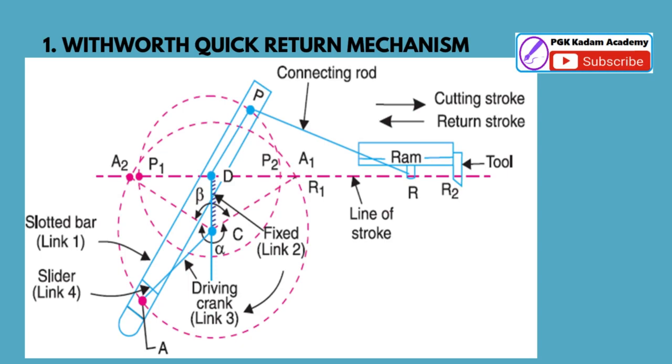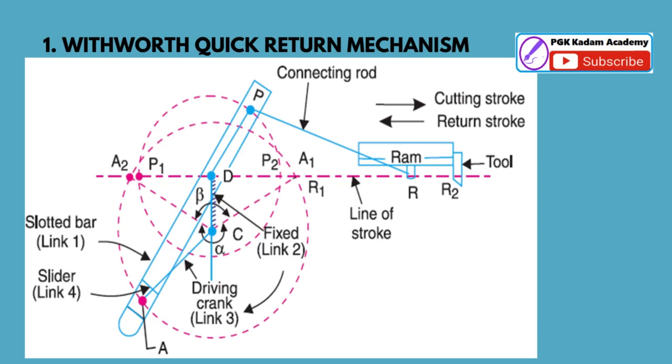The Whitworth quick return mechanism converts rotary motion into reciprocating motion, but unlike the crank and slider, the forward reciprocating motion is at a different rate than the backward stroke. When the driving crank moves from position CA2 to CA1 through an angle alpha in clockwise direction, then the tool moves from R1 to R2. Angle alpha will be for the cutting stroke and angle beta will be for the return stroke.